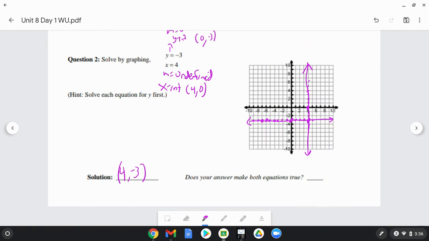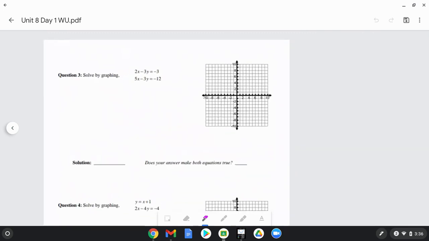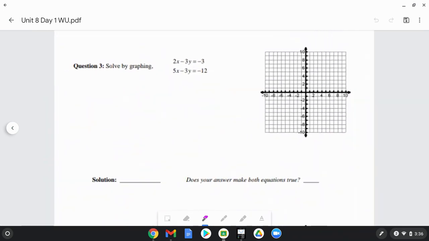And does that make both the equations true? Well, if we plug it into the top, we'd get -3 equals -3. That works. If we plug in the bottom, we get 4 equals 4. So that's true. So yeah, that's a yes. So that's the first 2 examples of your notes. And then the last 2 examples. We got a solving for y one.